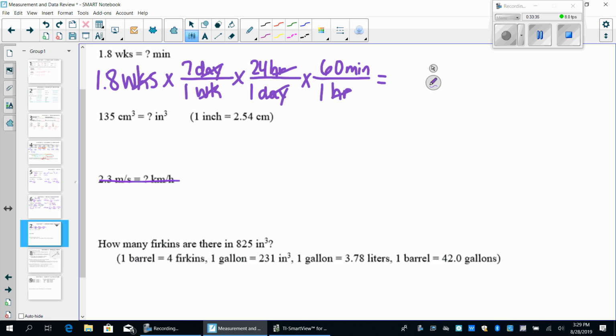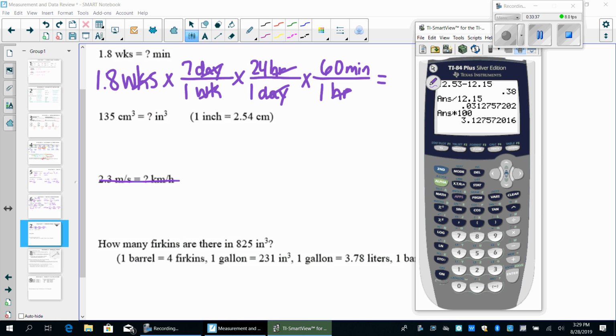And so when I calculate this, I can put your conversion factors in parentheses, or since all of these conversions have a number other than 1 on the top, I'm just multiplying. So 1.8 times 7, that answer times 24, and that answer times 60. So I got 18,144.